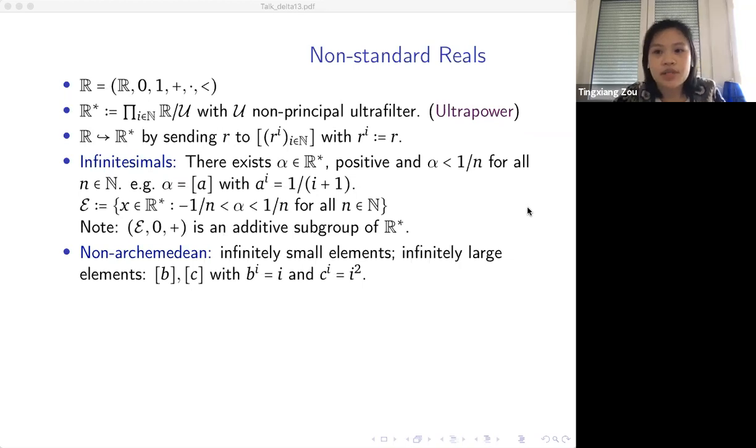And it's called non-standard because it contains a lot of other elements other than these reals. So there are infinitesimals, which are elements that are positive and strictly smaller than 1/n. For example, we can define alpha as sending the i-th component to 1/(i+1). Then you can check the definition easily. But in the reals, such an element is always zero. In the non-standard reals, there are a lot of such elements, so they are called infinitesimals.